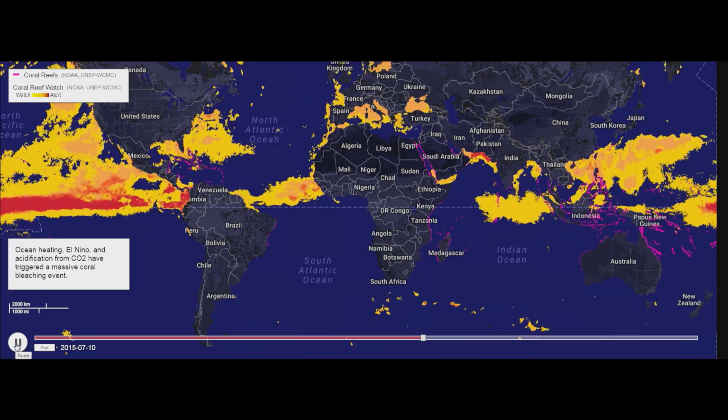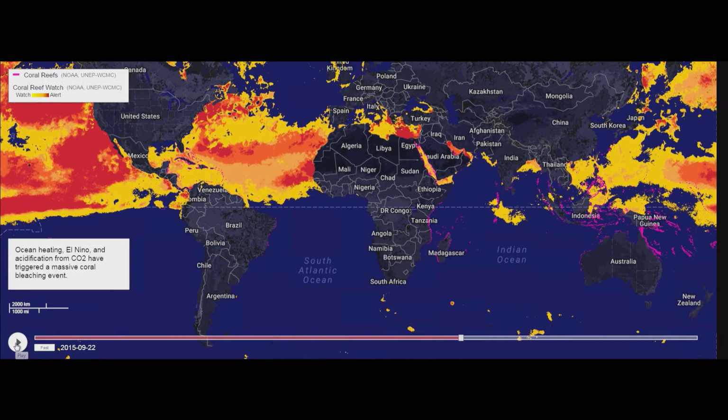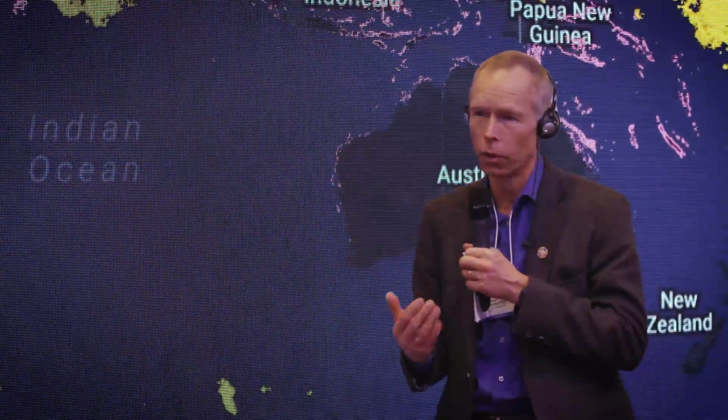Here we have it. There you have the large Pacific and Indian Ocean coral bleaching events, which are so dramatic at this point that for the first time we see bleaching occurring to a large extent even in the Australian Barrier Reef, which was so resilient and capable of withstanding the 1998 El Nino, but was not able to withstand the 2015-2016 El Nino event.